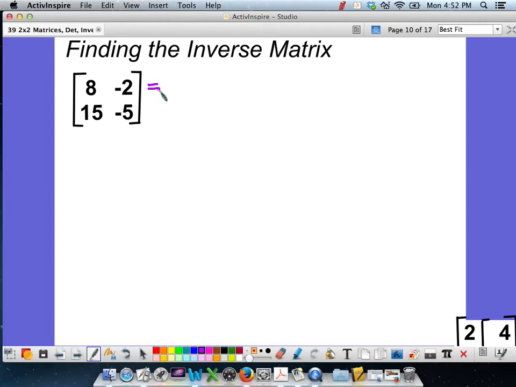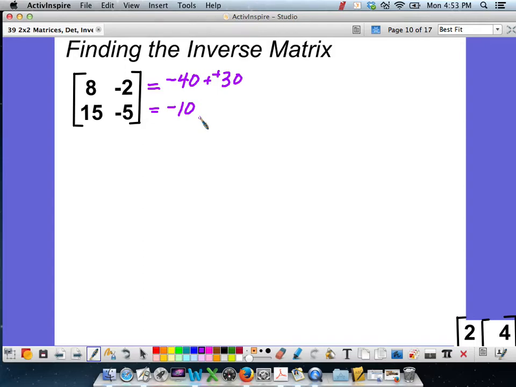So when I'm multiplying here, I'm saying 8 times negative 5 is negative 40. Always minus right there. Be very careful of that. And then negative 2 times 15 is negative 30. Of course, minus a negative becomes plus a positive, and this ends up being negative 10. So my determinant is negative 10. That's the first step, finding the determinant.